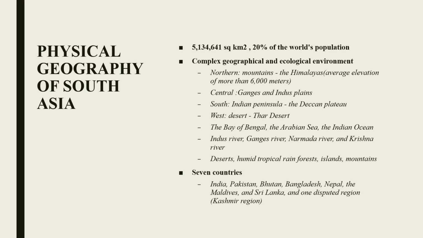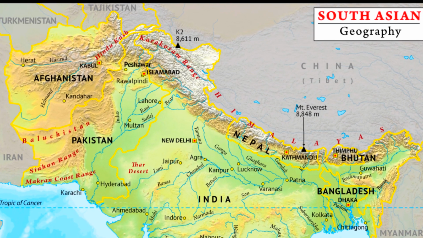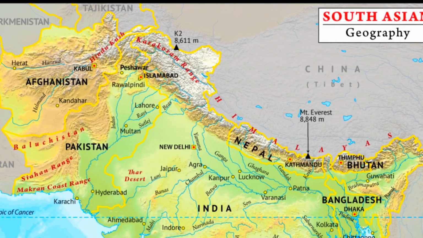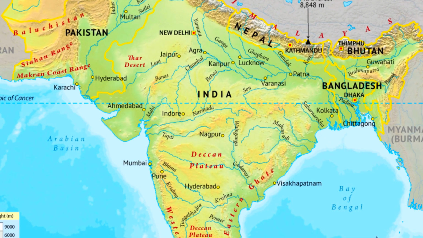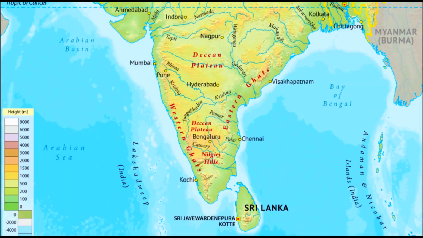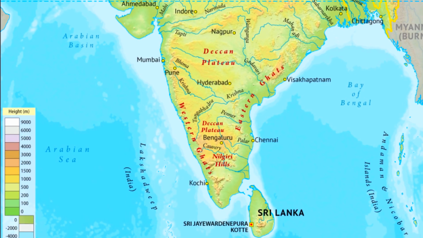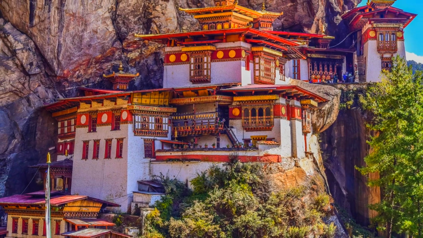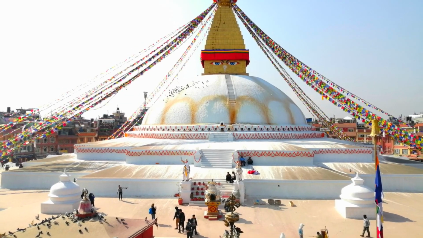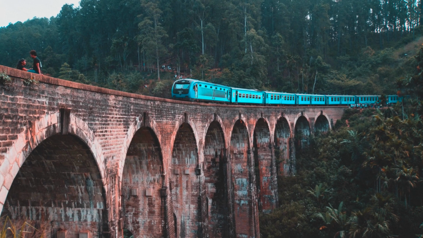South Asia has an area of approximately 5.2 million square kilometers. The geographical and economic environment of South Asia is really compact. The north part of South Asia is towering mountains, represented by the Himalayas. The central part is a plain area formed by the Ganges and the Indus River. The south part is the Deccan Plateau, and the west part is the Thar Desert. There are 7 countries in South Asia: India, Pakistan, Bhutan, Bangladesh, Nepal, the Maldives, and Sri Lanka.